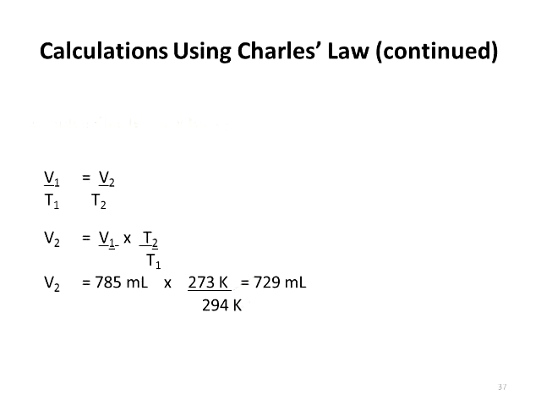785 milliliters times 273 degrees Kelvin divided by 294 Kelvin, you will get the answer of 729 milliliters. Temperature went down, guess what happens to the volume? It went down. So it's directly related because this is the problem.